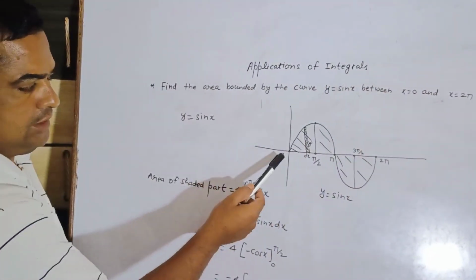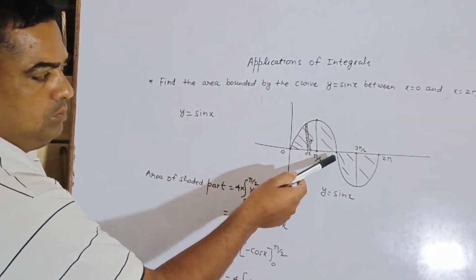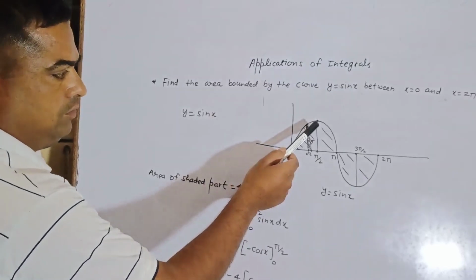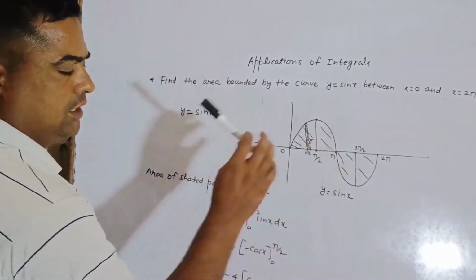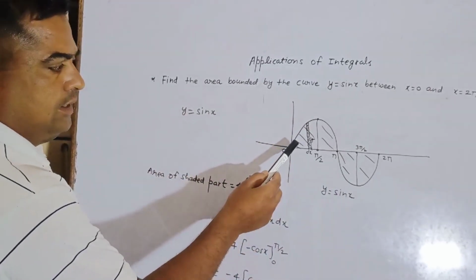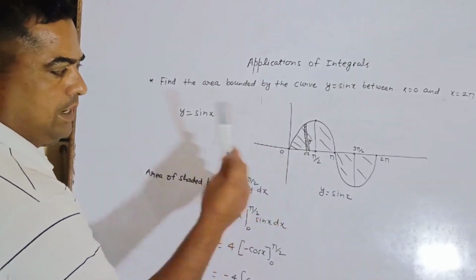Students, we know very well this is 0 and this is 2 pi. We are taking some points: pi by 2, pi and 3 pi by 2. First of all, we are dividing this whole shaded part into 4 equal parts: 1, 2, 3, 4. We are finding the area of one part, the area of one part from 0 to pi by 2.